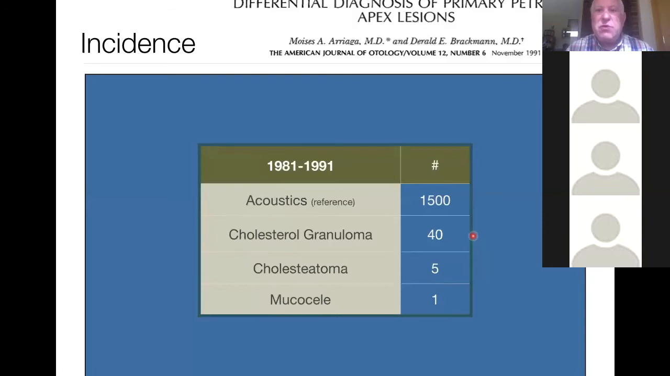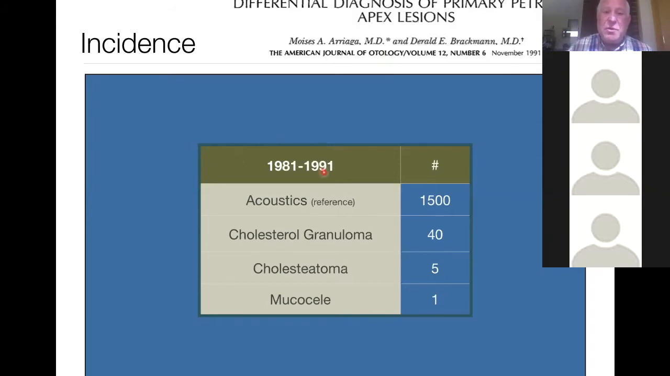Now, I thought this was an interesting article because it talked about the differential diagnosis of Petrous apex lesions. It came from the House Ear Clinic, which at one time was, and still maintains, a significant reputation for not only training in otology or neuro-otology, but for writing a significant amount of papers that talk about all kinds of pathologies and is very academically oriented. So they did, this is Dr. Brackman and Dr. Arriaga, 1981 to 1991, a period of 10 years.